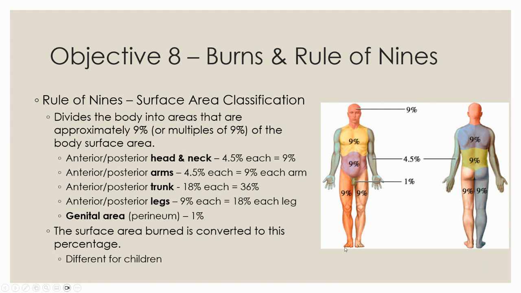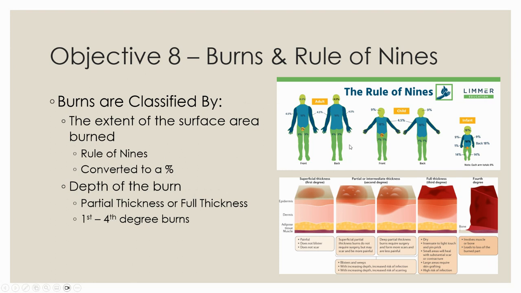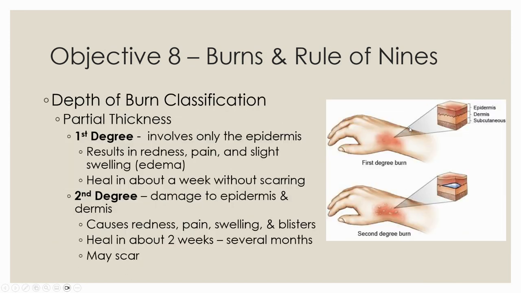So when someone has a large burn, they'll use this rule of nines and convert it to a percentage. It is different for children. In the picture I showed here, a lot of times their body proportions aren't quite the same. Infants have larger heads, so that percentage is higher. But for the most part, you just need to know the rule of nines for the adult.